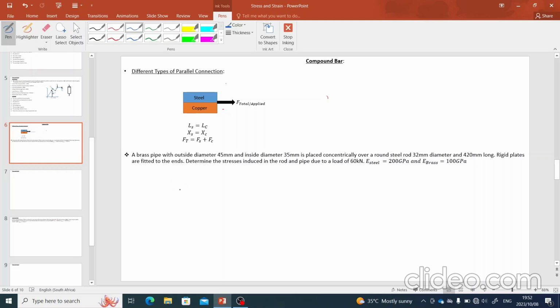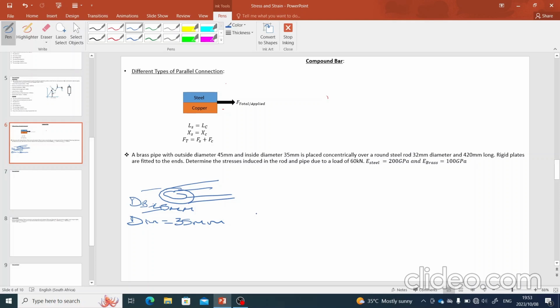We are given a brass pipe. This is a brass pipe. The outer diameter, D brass, is given as 45 mm. And then we have the inside diameter. The inside diameter of that brass, D in, is given as 35 mm.